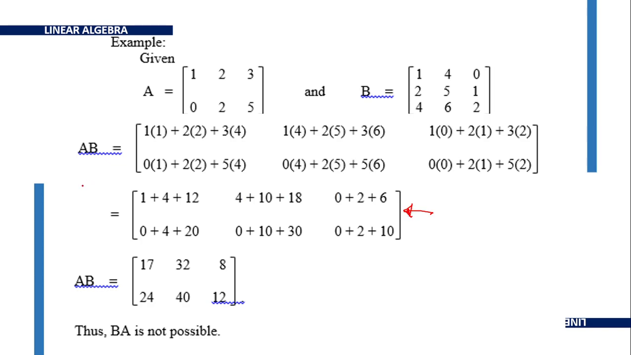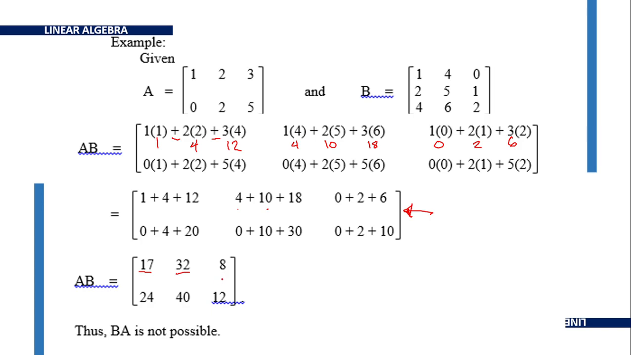So, we have 1, this is 1, then is 1. We have 4, we have 12. Then we have 1 times 4 is 4. We have 10 and 18. We have 0, we have 2, we have 6. Okay, so mapapansin nyo, meron siyang operation na plus, diba? So we just need to add. So we have 1 plus 4 plus 12 is 17. Then 4 plus 10 plus 18 is 32. Then we have 0 plus 2 plus 6.